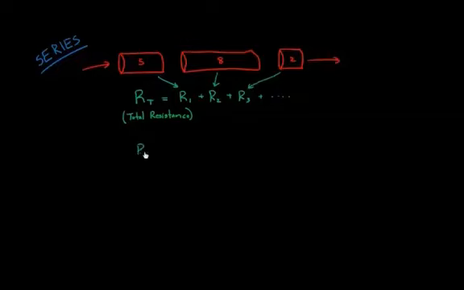So RT becomes 5 plus 8 plus 2, and that equals 15. So total resistance would be 15. And actually, I'm going to give you a general rule. So total resistance is always greater than any component. And you can see how this is very intuitive, right?